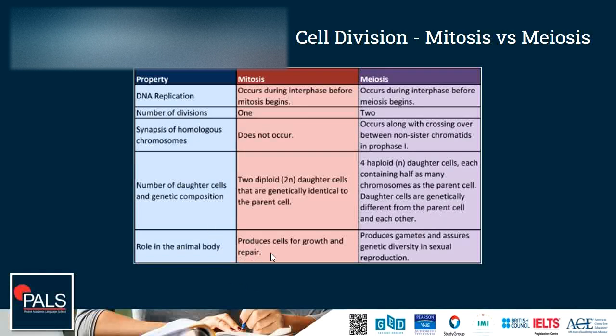The role in the animal body. Mitosis produces cells for growth and repair and replacement, whereas meiosis produces gametes, the sex cells, sperm and egg cells, and assures genetic diversity due to sexual reproduction.